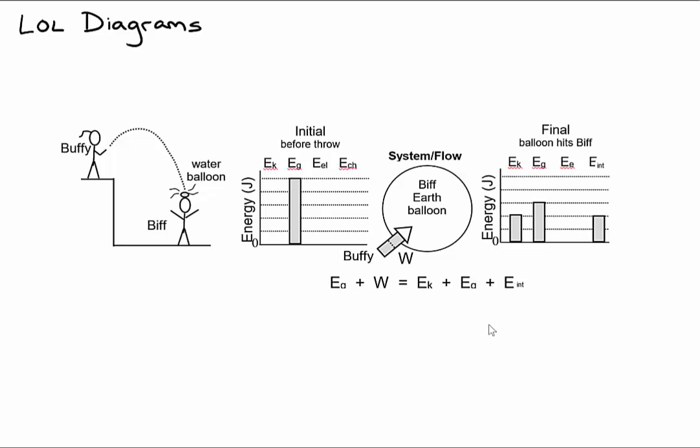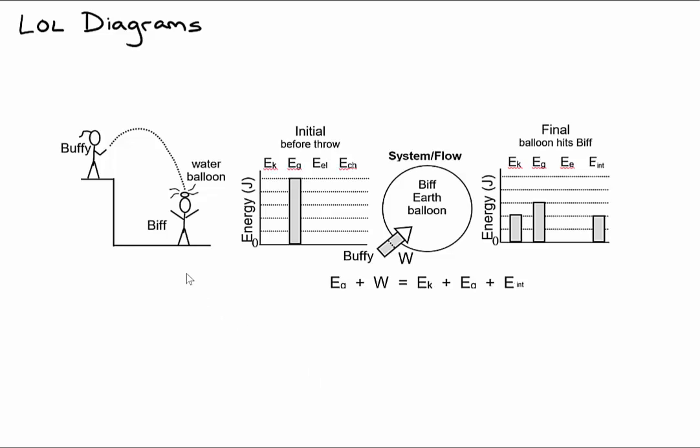So to use this kind of representation for a quantitative analysis, you can also write a mathematical expression which shows what energy storage modes or what transfer methods are involved in this process. So we've got gravitational plus the work equals the final kinetic, gravitational, and internal energy of the system here. So it essentially shows that the sum of the initial storage modes plus or minus any energy flowing into or out of the system equals the final storage modes.